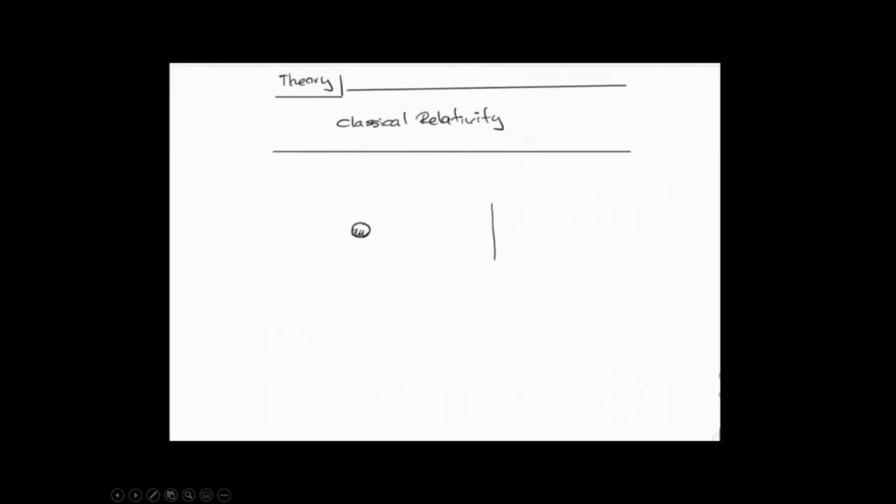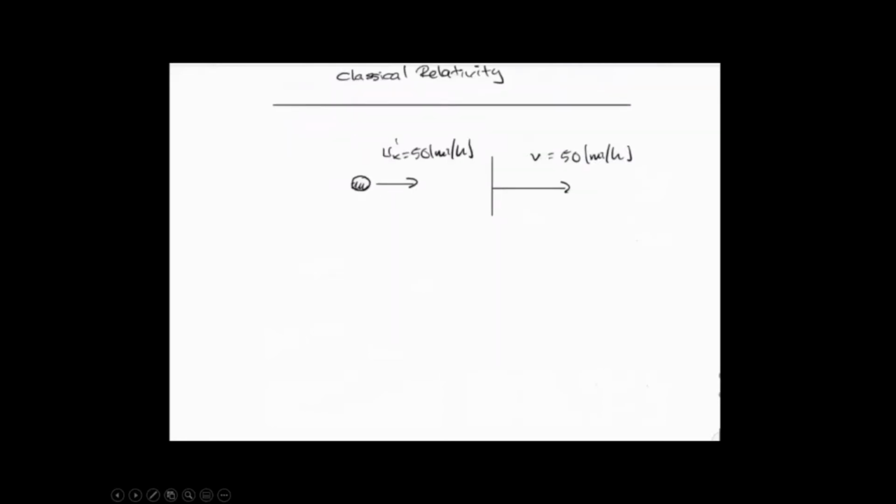So classical relativity is the way we will look at things. All right, so this reference frame is moving at 50 miles per hour, and the ball is also moving at 50 miles per hour. Okay, so will this ball ever reach this reference frame, moving away at 50 miles per hour? The answer to that question is no, right? It's not going to be able to reach this reference frame. The ball is also moving at 50 miles per hour. So this ball will never reach that reference frame.